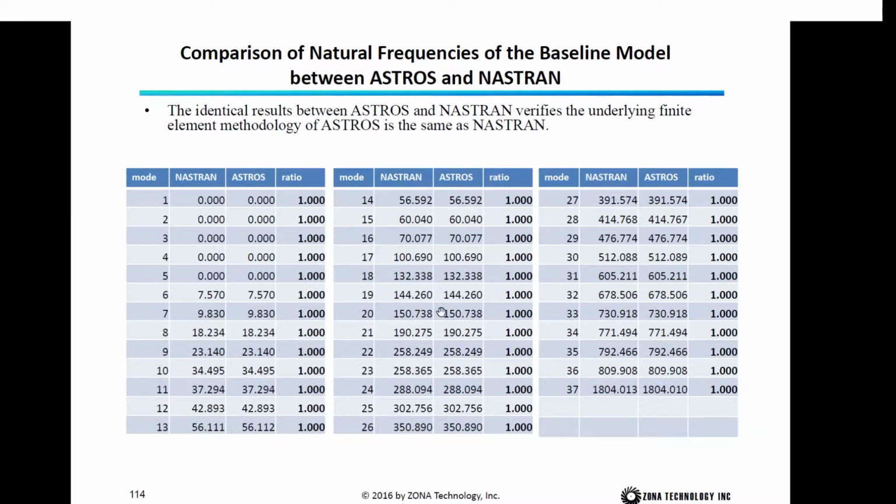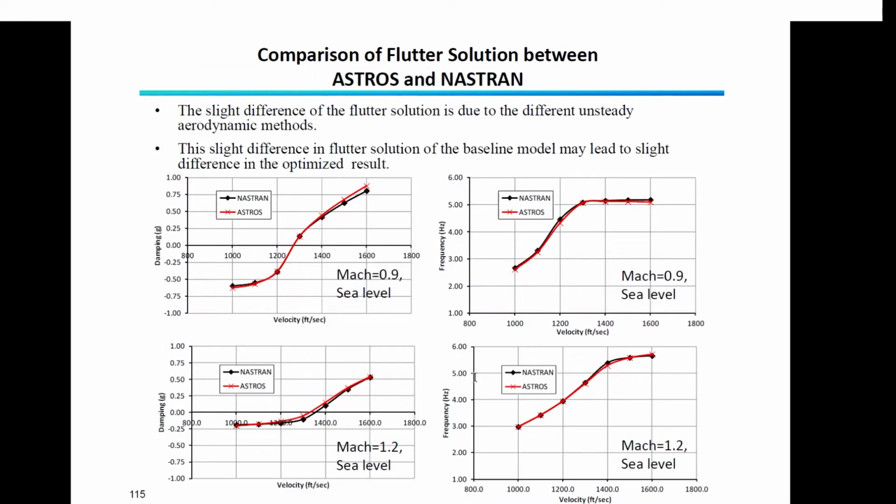First, let's look at the natural frequency of the baseline model, up to 37 modes. All the natural frequencies computed by ASTROS and Nastran are almost the same. And then we check the flutter solution.